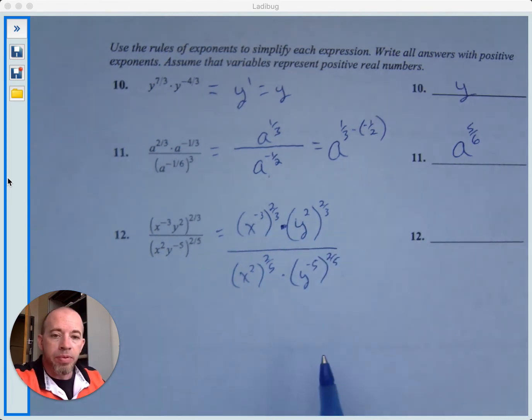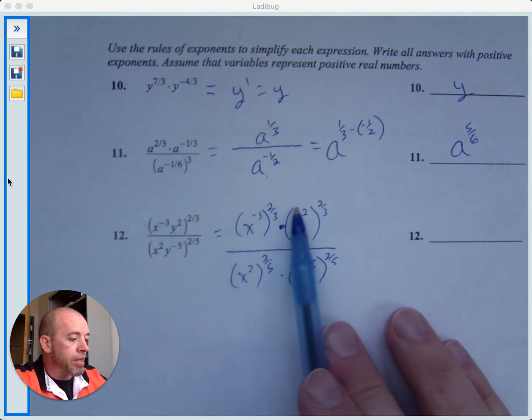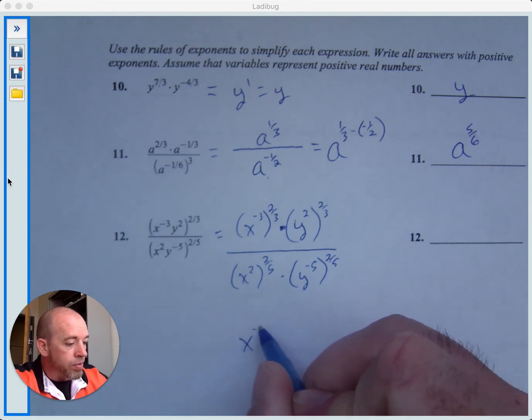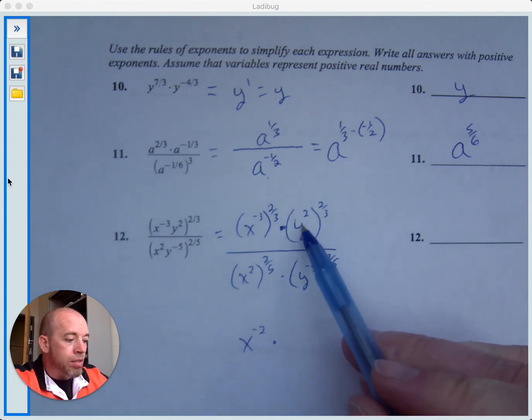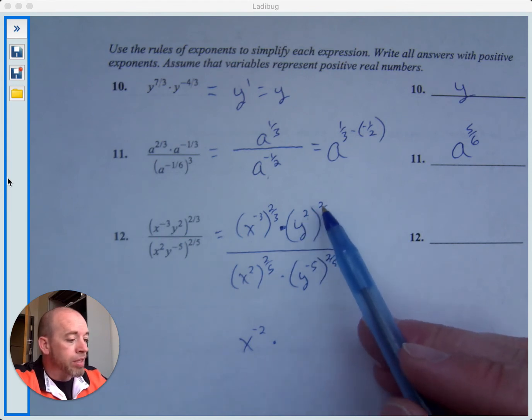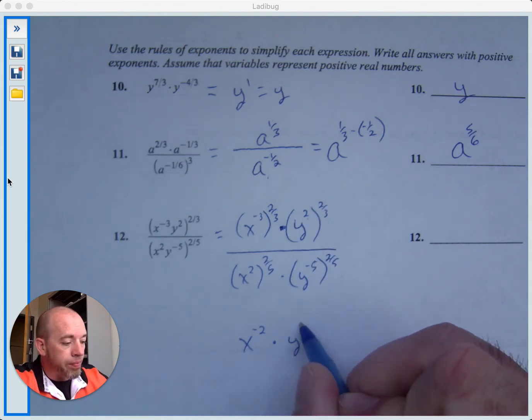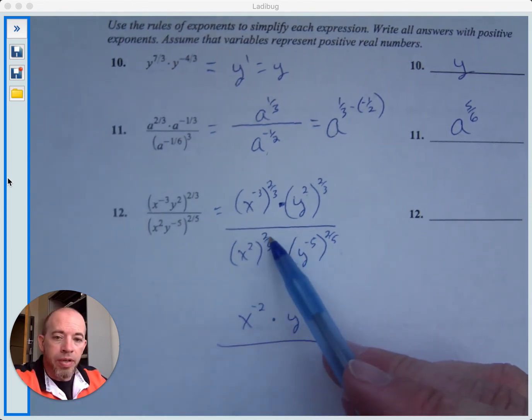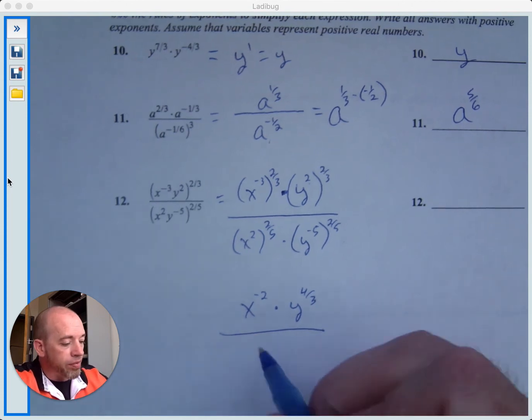All right, then we'll do some simplifying, right? If we multiply here now, 2/3 times negative 3, what would that be? That would be negative 2, right? So we get an x to the negative 2. Y squared to the 2/3. You multiply those, you get y to the 4/3. On the bottom, x squared to the 2/5. That would be x to the 4/5.